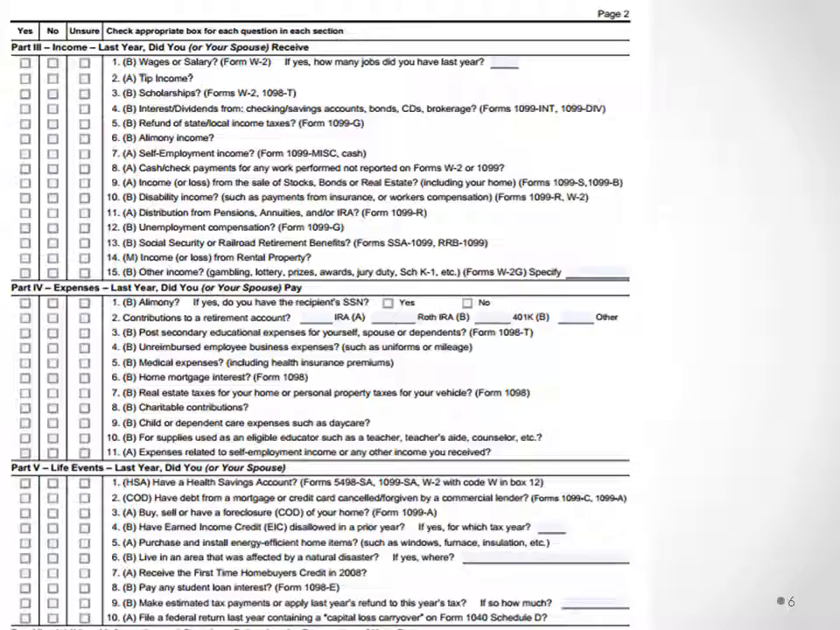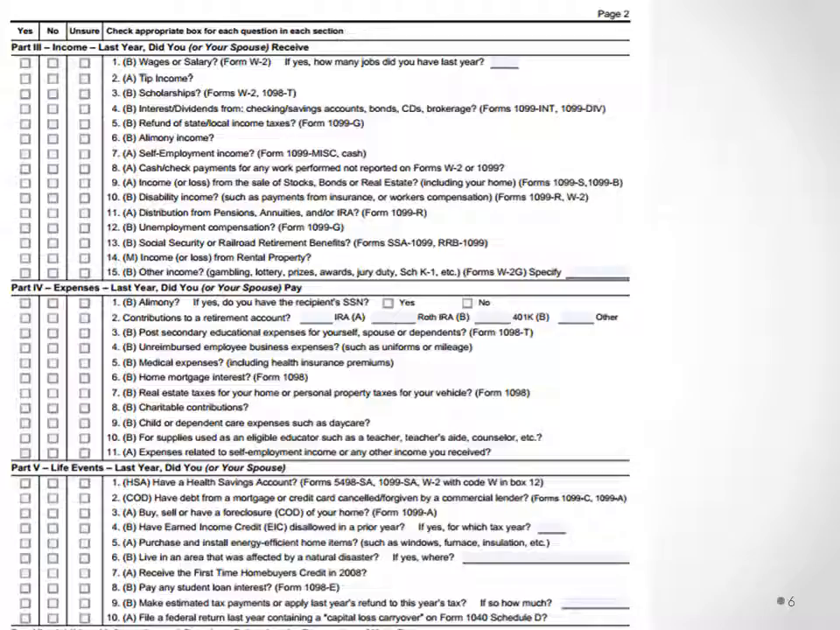And then this is where the taxpayer will indicate what types of income they had for the year, what expenses they had, and what major life events occurred that may impact their taxes. I want you to notice a few things on this form. First, there are 3 columns, yes, no, and unsure. It's very common for taxpayers to mark unsure, obviously, if they don't understand the question, if they don't know if their forms indicate this type of income or expense.